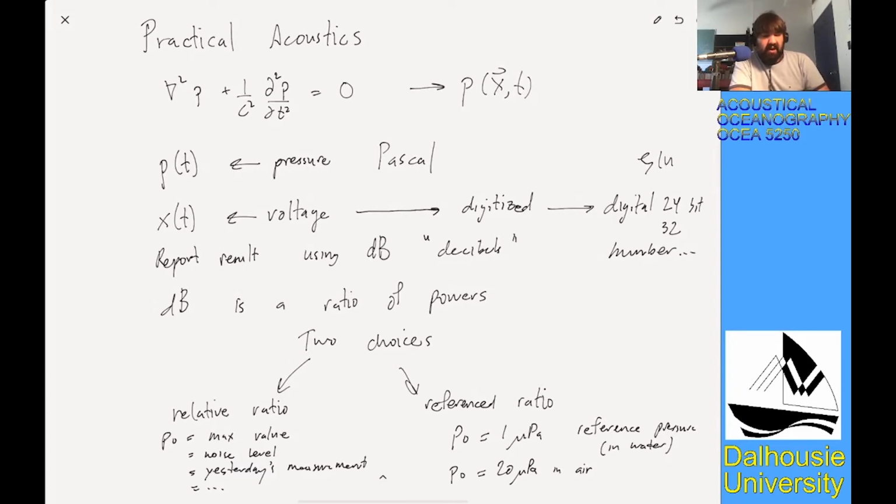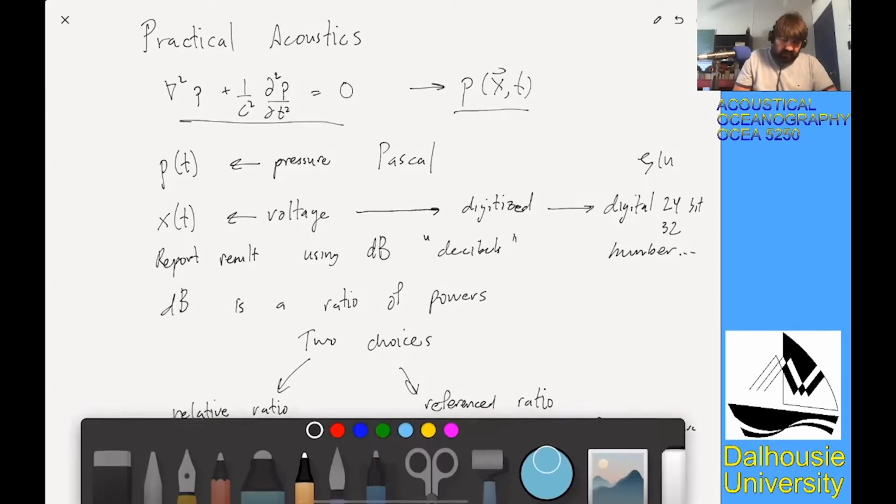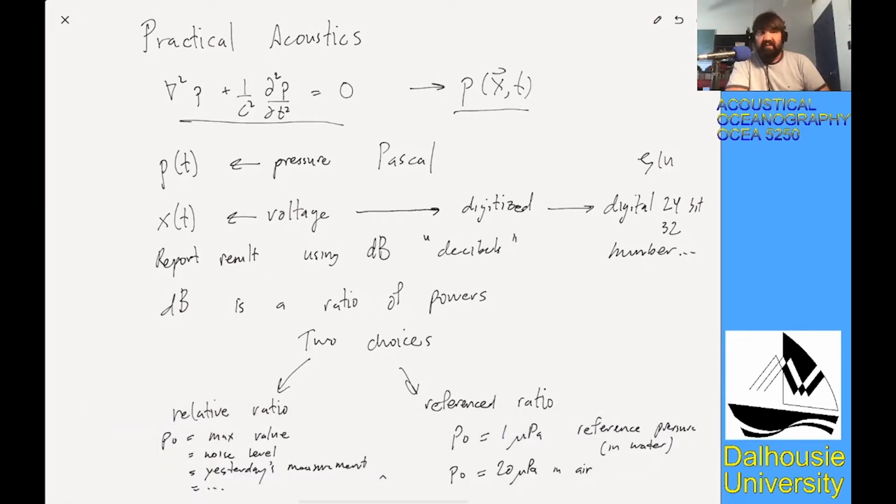And so here I've started off with our wave equation, and we have the result, which is pressure as a function of space and time. And of course, in the real world, practically, we just measure it in time. So you put out a hydrophone, it's fixed in space, and it samples at a very high rate, thousands, tens of thousands, hundreds of thousands of times a second, and you get a time series from that.